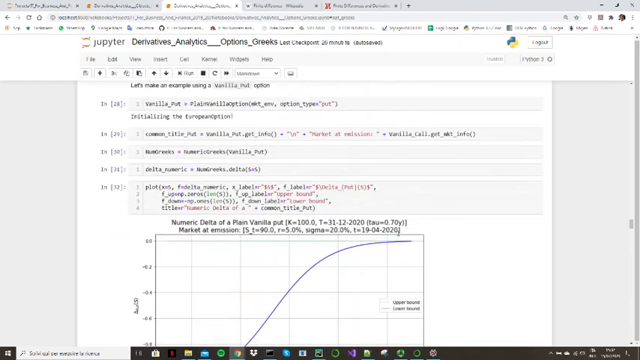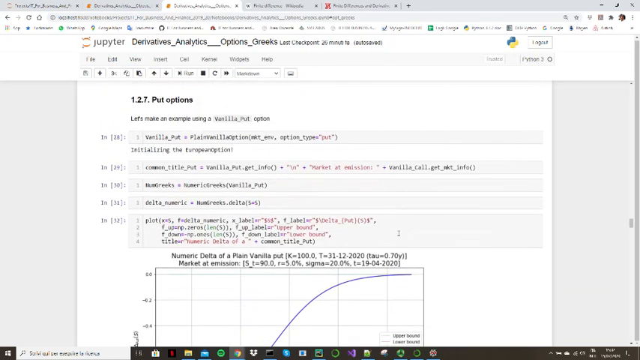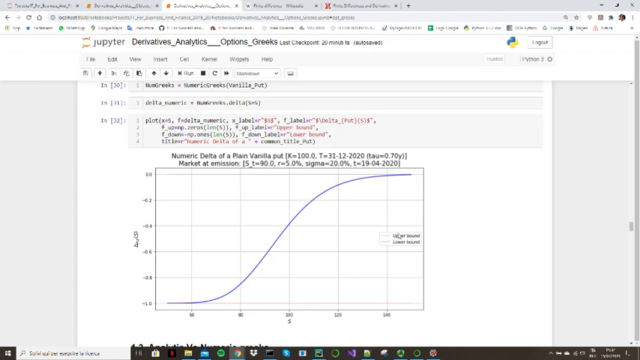Of course, we could have also used put options, and this is the typical delta that comes out. So it's still increasing, but it goes from -1 to 0.